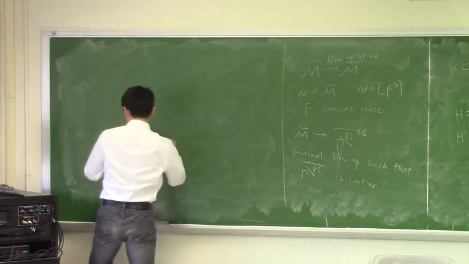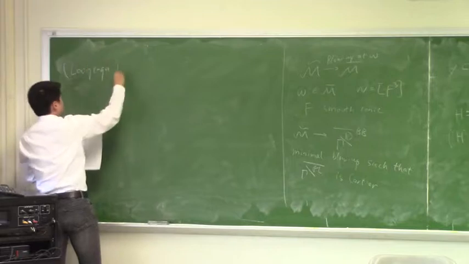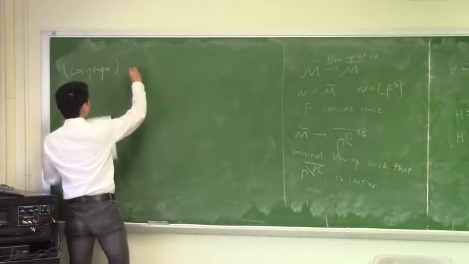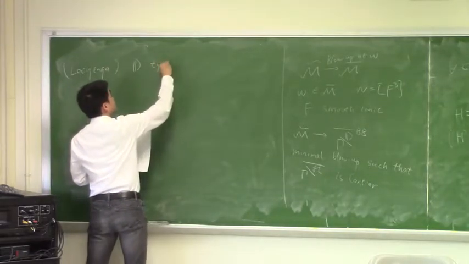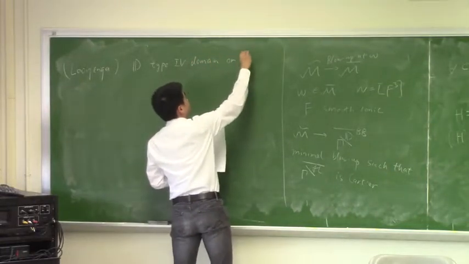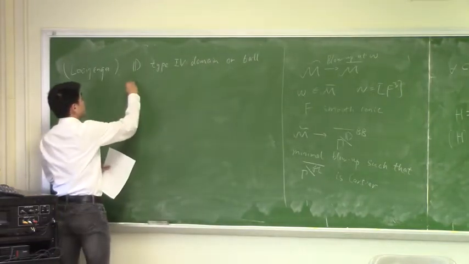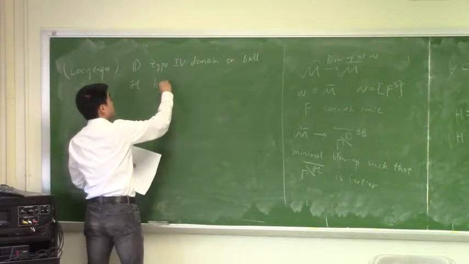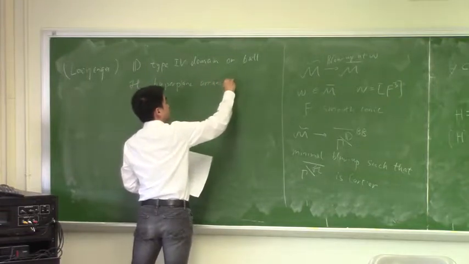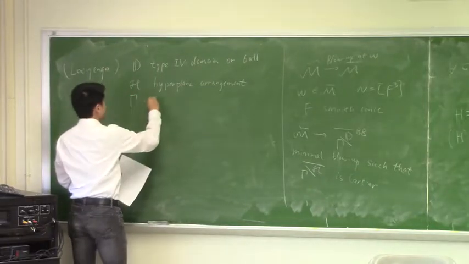This was done by Loyangha. So he considered a type 4 domain or hyperbolic pole, B is any type 4 domain, or hyperbolic pole. And H is some hyperplane arrangement. And we have some arithmetic group acting on D.